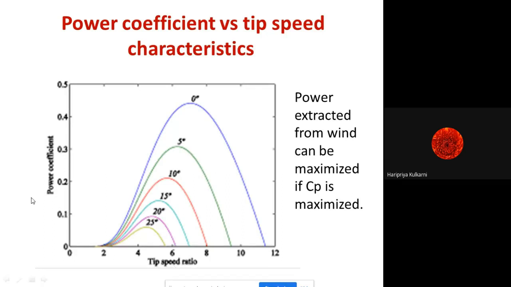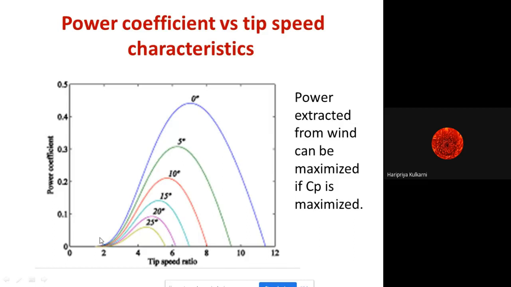So this is TSR and this is power coefficient. We are trying to maximize the power coefficient by adjustment in the TSR. So TSR is in our hand, we can design it accordingly. So TSR is 0, 5, 10, 15, 20, 25. This is the tip speed ratio actually. So with this tip speed ratio, we are getting this much. These are the corresponding characteristics with the angle as well. So this is power coefficient versus tip speed ratio.